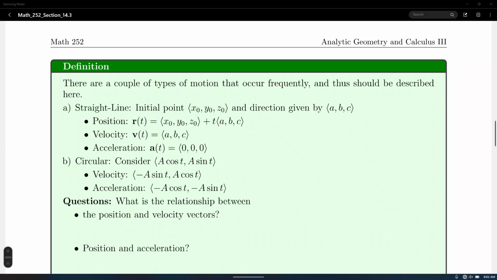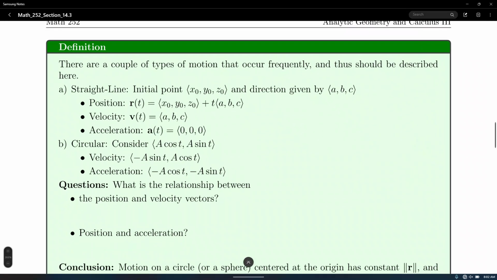There's a few motion curves that we would like to have a look at and look at their properties.